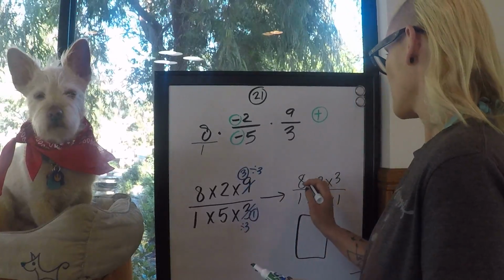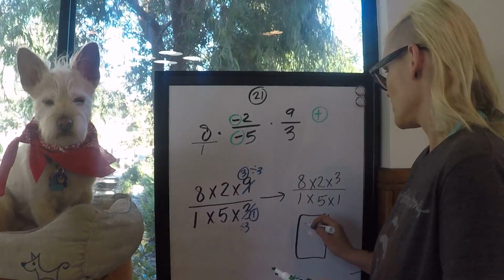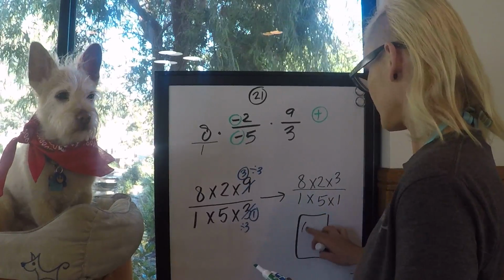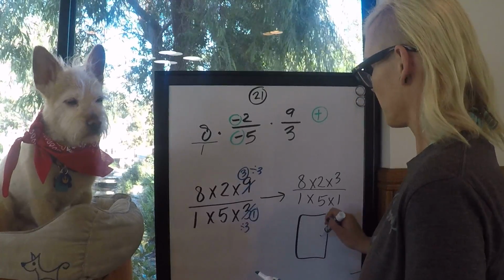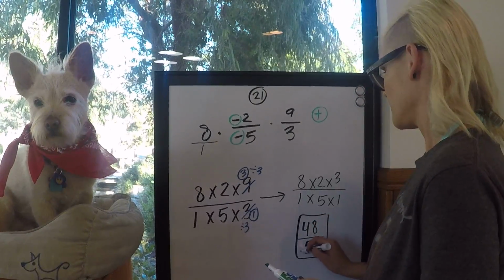So altogether, 8 times 2 is 16. Times 3, I get 64. Oh, just kidding. Not 64, 48. And 1 times 5 times 1 is 5.